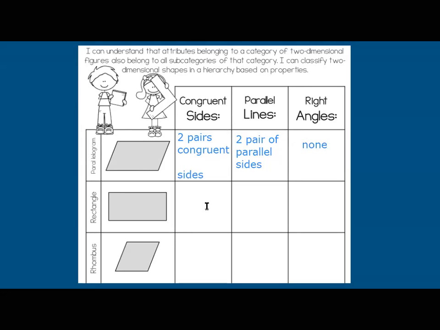So let's look at our rectangle. Does the rectangle have congruent sides? Are the opposite sides the same length? Yes, because the top and the bottom are congruent, and the left and the right are congruent. So that's two pairs. Just like the parallelogram, we can say that it has two pairs of congruent sides.